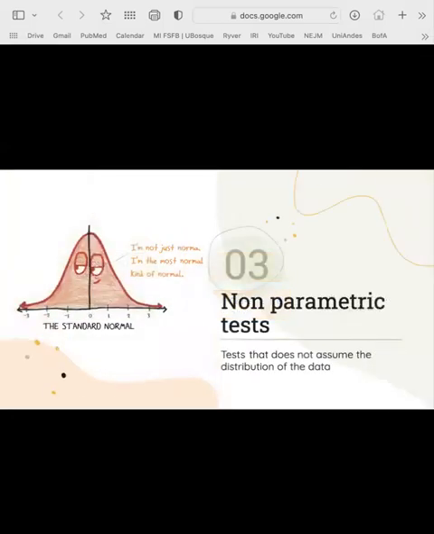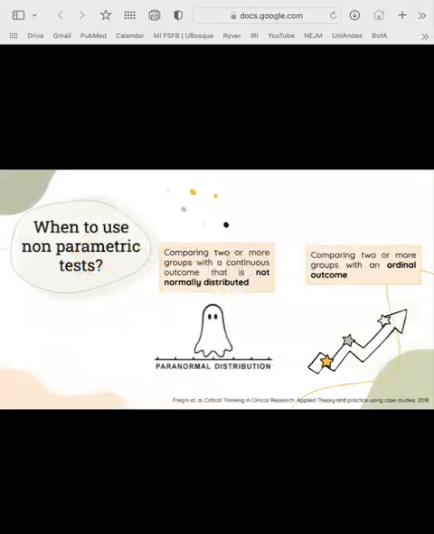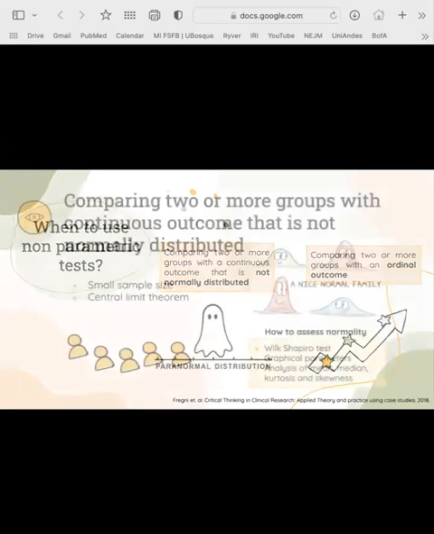Now I am going to talk a little about nonparametric tests. They are defined as tests that do not assume the distribution of the data. So there are two cases for using them: when the distribution of our data is not normal, or when we are comparing two or more groups with an ordinal outcome.